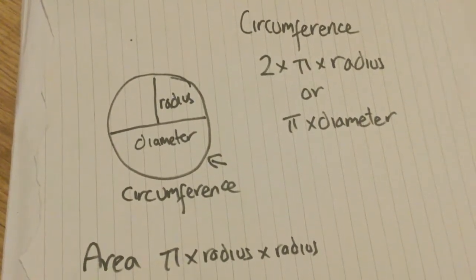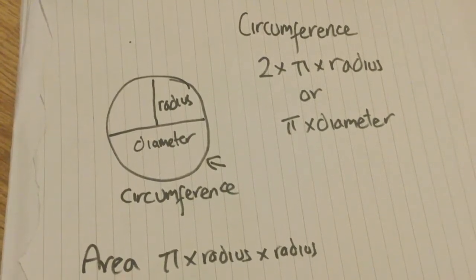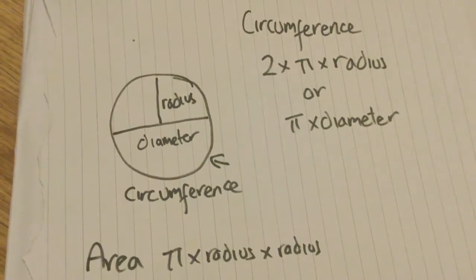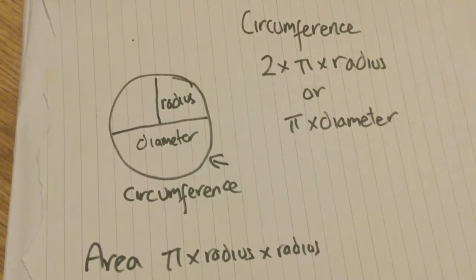Similarly, for area, the formula is pi times radius times radius. We don't have any kind of formula for the diameter. So if you've got a diameter, you're obviously going to need to halve it. The diameter is double the radius, and the radius is half the diameter. You can see why that's pretty reasonable.